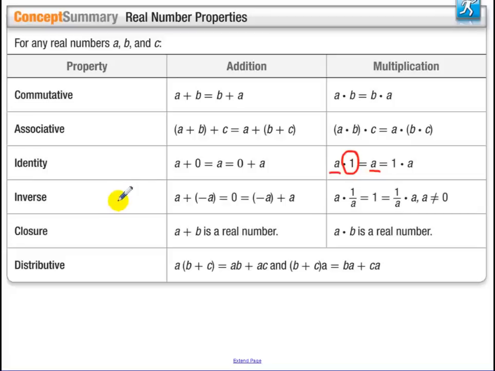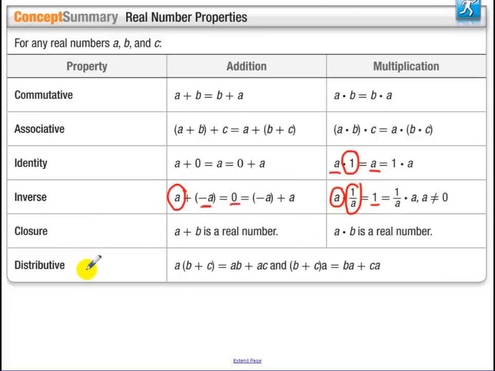Inverse. Inverse and identity kind of play into each other because inverse, what number undoes that to get me back to 0? Well, I add the negative version of the number. But for multiplication, it's what number do I multiply by? So it's the reciprocal to get me back to the number 1.